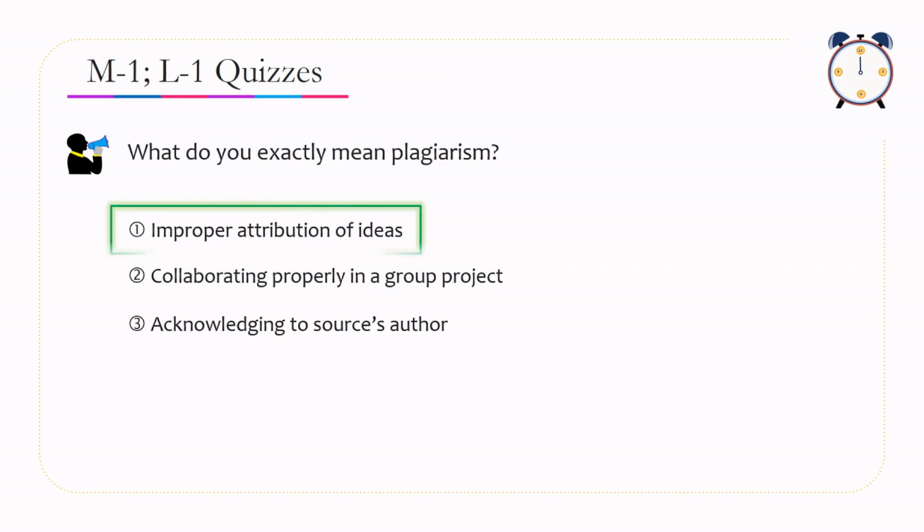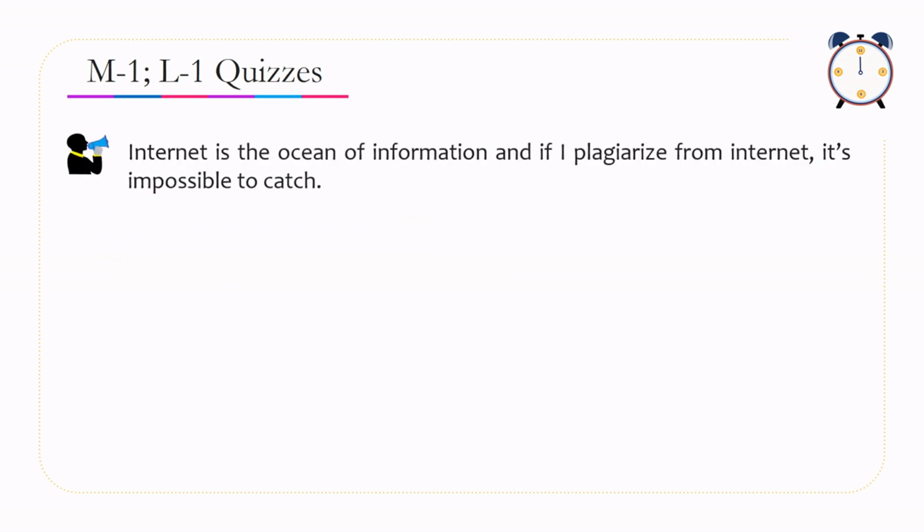Option 1 is correct. Improper attribution is a form of plagiarism, where the original author loses credit for their hard work. Next question. The internet is an ocean of information, and if I plagiarize from the internet, it's impossible to catch. The options are 1. True, 2. False. Your time starts now. Which one is right?